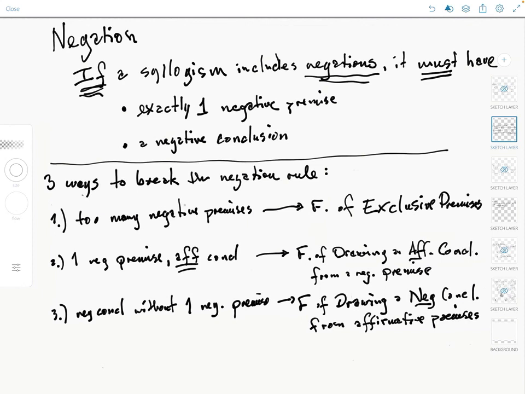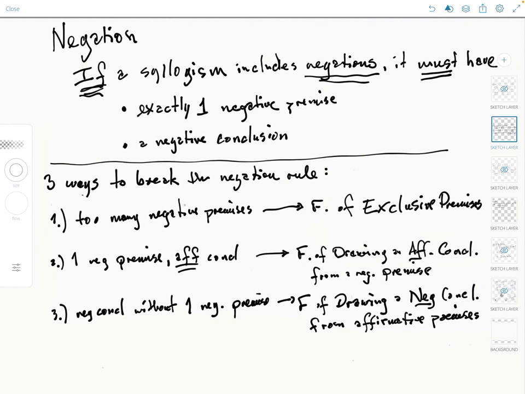The second pattern is, what if you have one negative premise? So in other words, it satisfies the first condition, but you have an affirmative conclusion. All right, that's another pattern. In that case, you have the fallacy of drawing an affirmative conclusion from a negative premise. That's actually the official name of the fallacy. In practice, though, we shorten it down and we often call it the fallacy of affirmative conclusion. But always remember what we mean by that is the fallacy of drawing an affirmative conclusion from a negative premise, because if you didn't have a negative premise, the rule wouldn't kick in and we wouldn't have a problem, right?